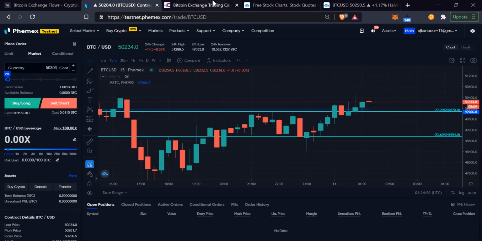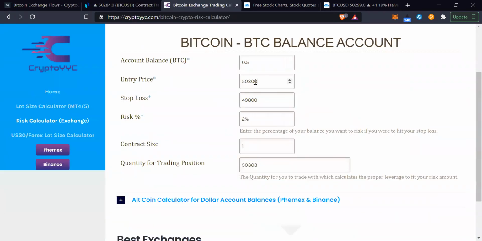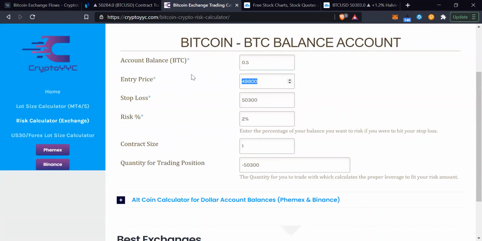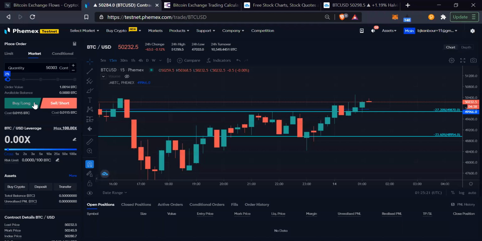If I wanted to take a short position, let's say I switch these around, 49,800 and 50,300, this number will be negative to be a good indicator for you that you're going into a short position. You don't want to paste the negative into the platform. It won't let you. But just for your records, if you see a negative here, that means you're making a short position. So let's put these numbers back.